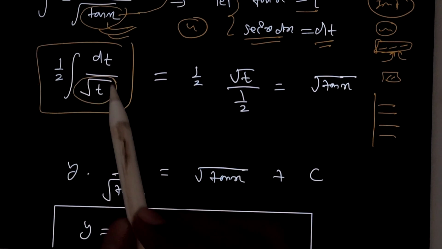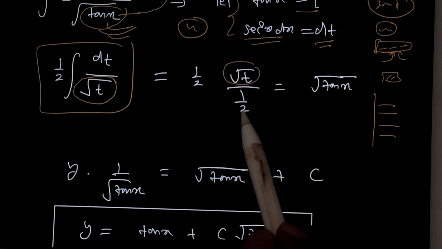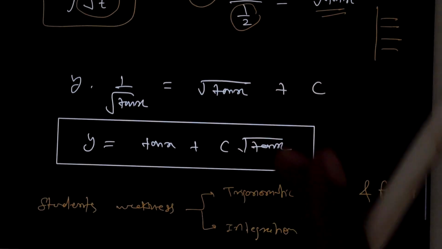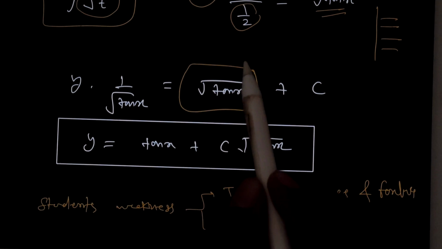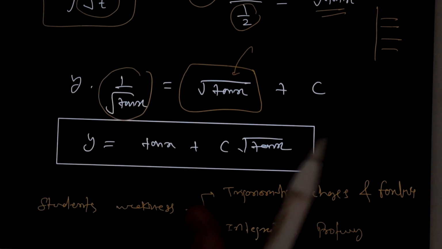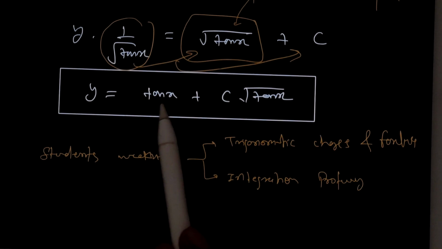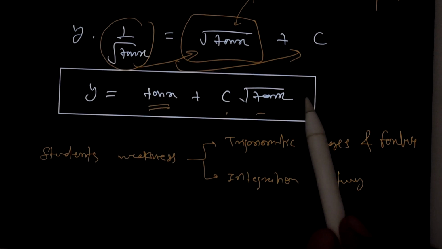Then integrate under root t, it will come root t by half. This half and half will get cancelled. Replace t value with tan x. Then this integration came as under root tan x, and this was there earlier. So finally multiply root tan x here and root tan x here, we got tan x plus c times root, and this became your final answer.